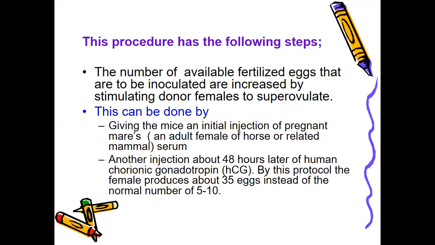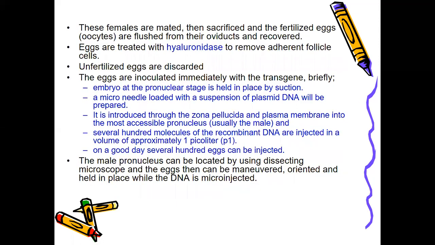By this protocol, the female produces about 35 eggs, which is not usual; usually it produces that number in about 5 to 10 days. So we are injecting this HCG for production of more eggs within a short time. These females are mated and then sacrificed, and fertilized eggs are flushed from the oviducts and recovered.